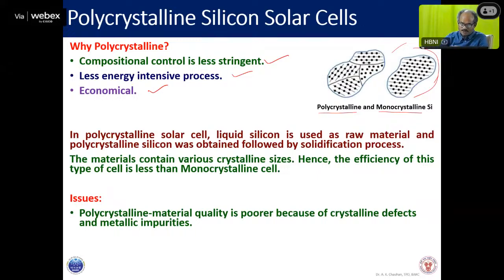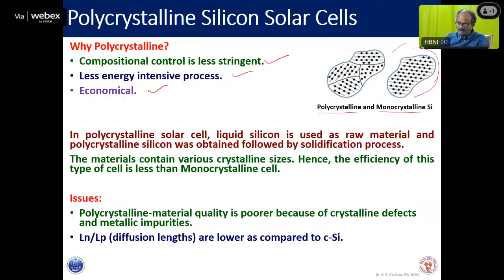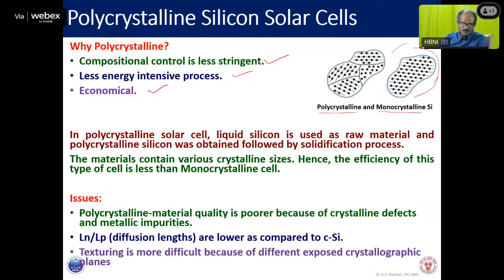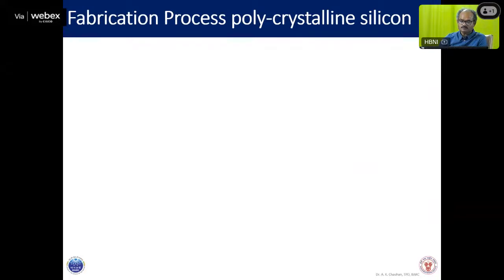Liquid silicon is used as a raw material, and polycrystalline silicon is obtained following the solidification process. As I said, the material contains various crystalline sizes, hence the efficiency of this type of cell is less than monocrystalline solar cells. Issues are that polycrystalline material quality is poorer because of crystalline defects and metallic impurities, and diffusion lengths are lower as compared to crystalline silicon. Texturing is more difficult because of the different exposed crystallographic planes.